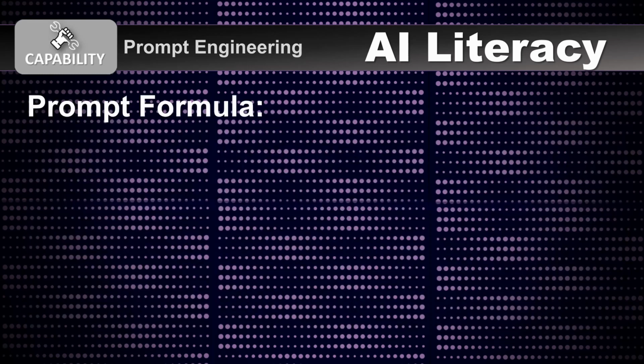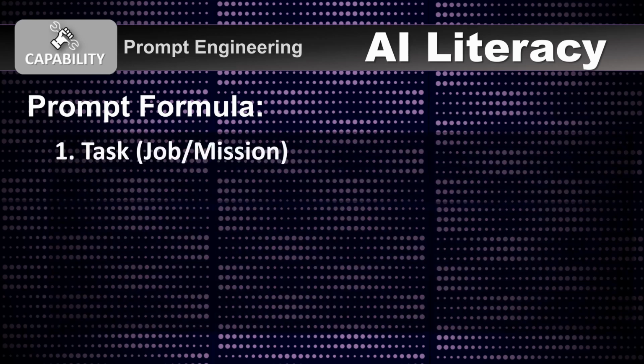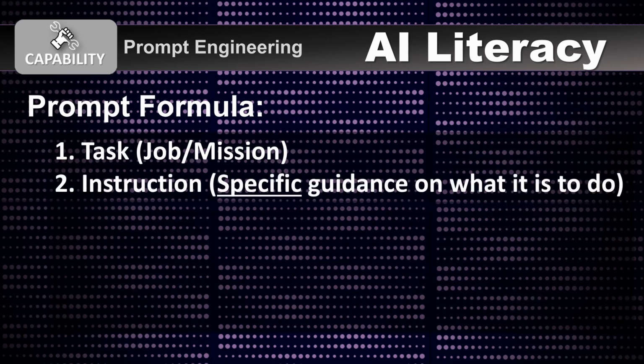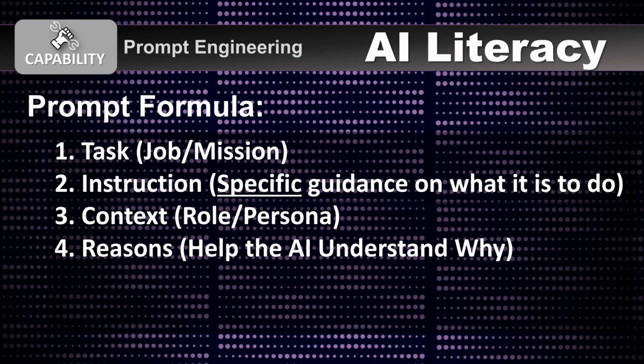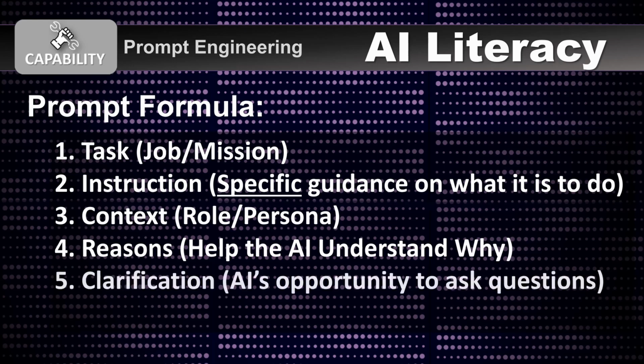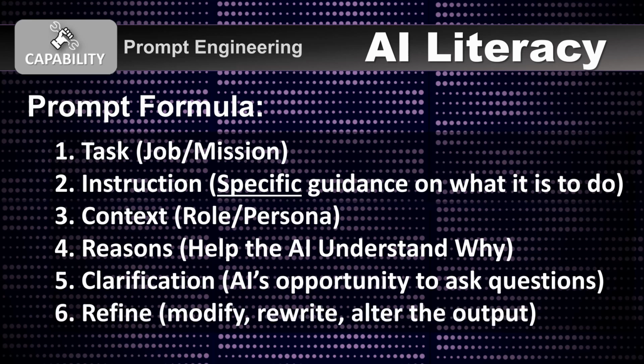Notice the major difference here. The major difference is that we used a prompt formula. So a prompt formula breaks it down into tasks, which is the job mission, instruction, specific guidance on what it is to do, context, meaning the role persona that we want the AI to assume, reasons that will help the AI to understand why it's giving you this type of result, clarification, giving the AI an opportunity to ask questions, and then refining, meaning modifying, rewriting, or altering the output. Because again, this is a conversation that we're having with the AI, so we could have multiple prompts.